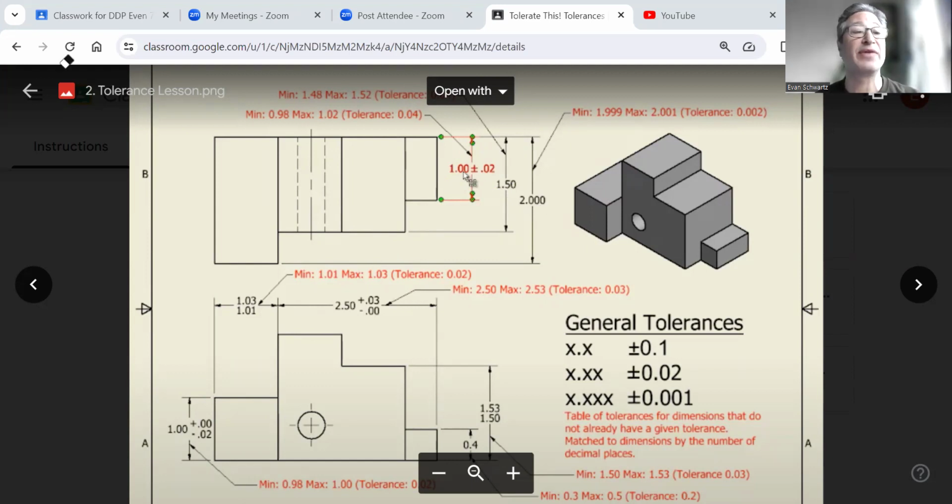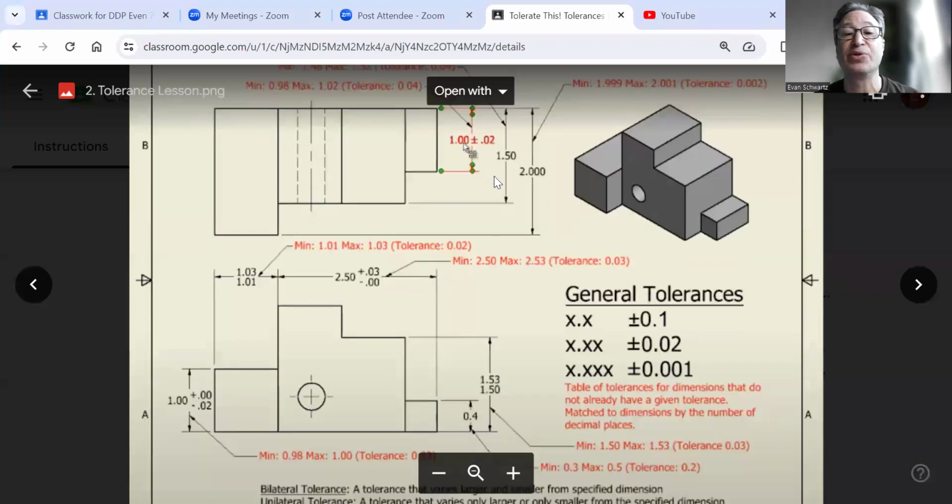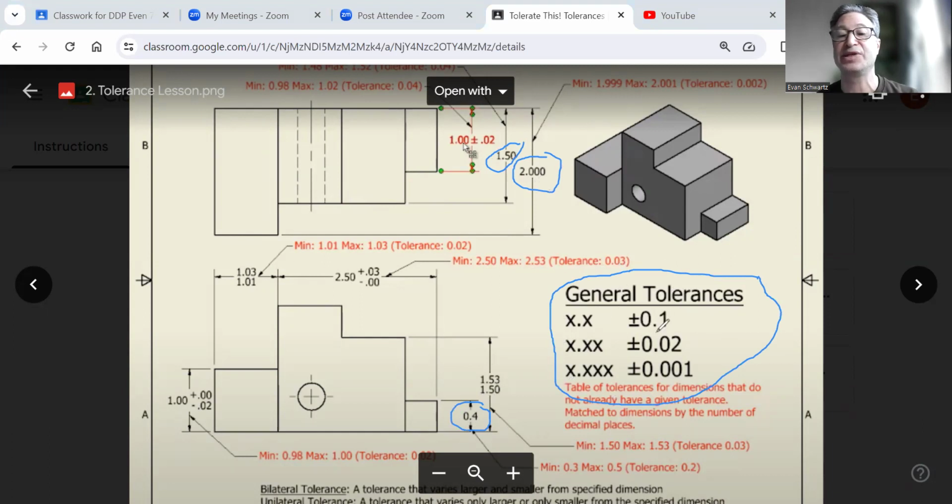So if it does not have a tolerance, so let's just take this 1.5, let's just circle that, this 1.5 here, this 2, and this 0.4. When it does not already have a tolerance on it, we want to go to our general tolerance table. And what we want to do is we want to look at how many places are after the decimal. So we have a certain amount of tolerance where there's only a tenths place here after the decimal, a different one for when it's hundredths, and one where it's a thousandth.